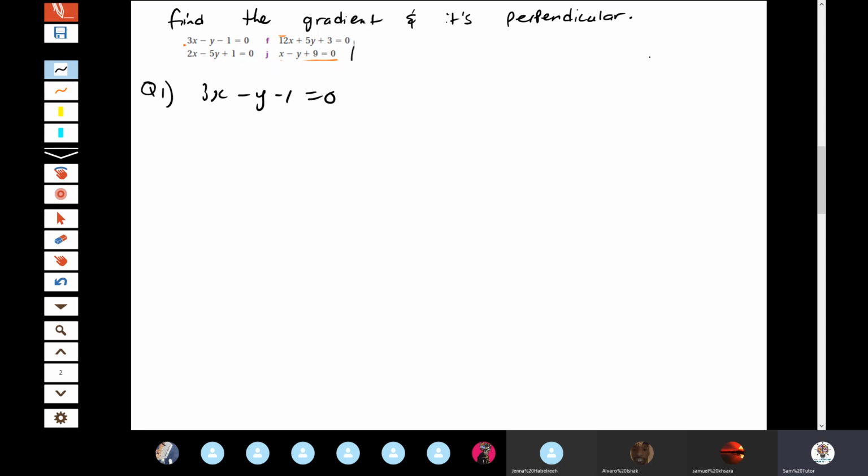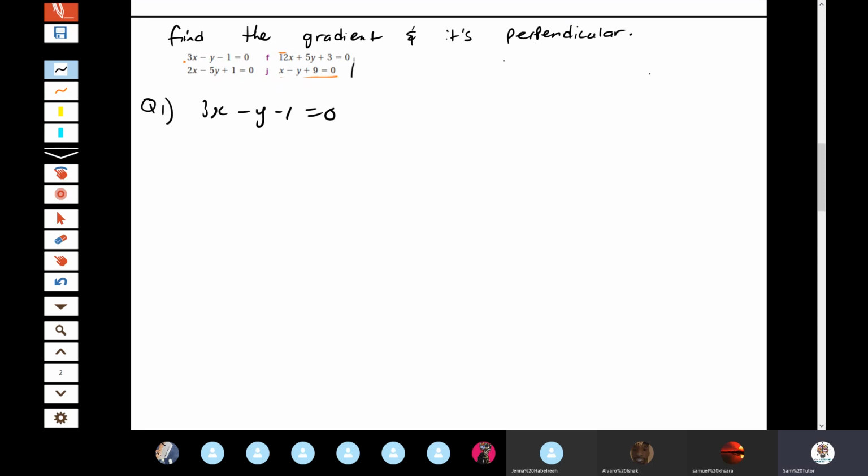Find the gradient and its perpendicular. Okay. Let's put a note here. Don't forget y equals mx plus b. All right. So let's try this one.